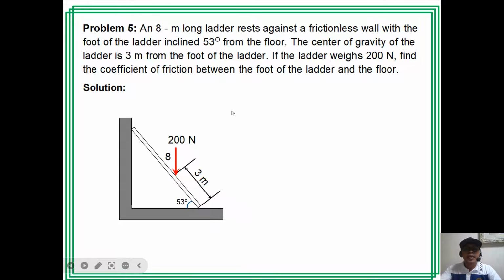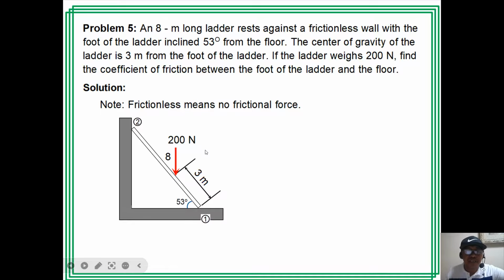Okay. So I will call this point 1. This is point 2. So when you say frictionless, this means no friction. So at point 2, since there is no friction, we have only one reaction here, and that is the normal reaction R.